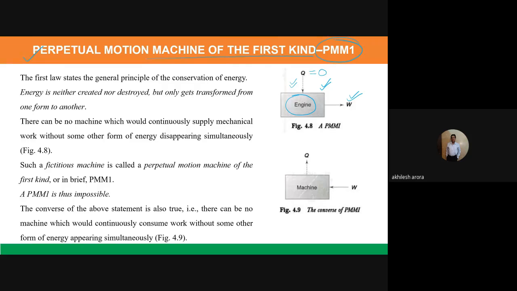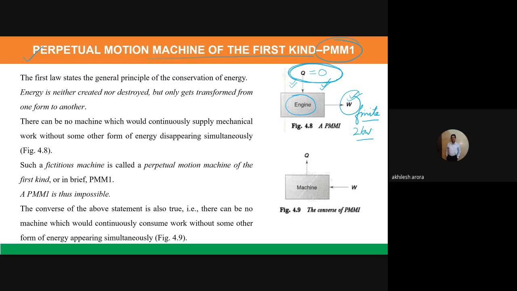So this becomes a PMM1 actually. It is basically, you can say, a perpetual motion machine of the first kind. Why is it a perpetual motion machine? Because what is happening in this particular case is that we are supplying zero energy to the engine, but still it is giving a certain finite value of work to us. Let us say 2 kilowatt, it is giving to us.